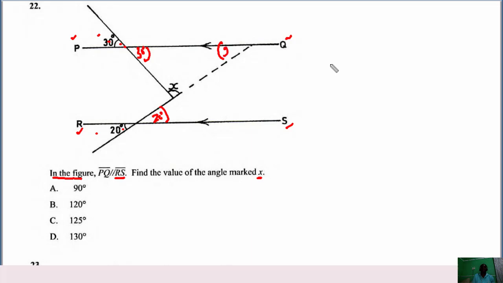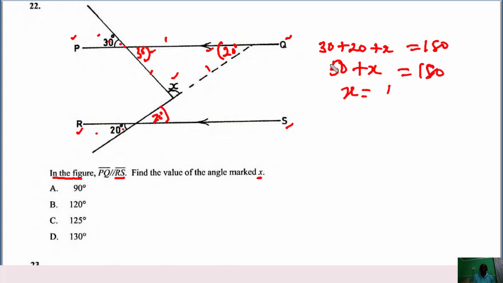So this will give us 20 degrees. So this will be a triangle, so we add all the interior angles equal to 180. So this plus that plus that. So 30 plus 20 plus x will give us 180. So 50 plus x is equal to 180. Therefore, x is equal to 180 minus 50, which gives 130 degrees. So our answer is here. We shade it, which is 130.